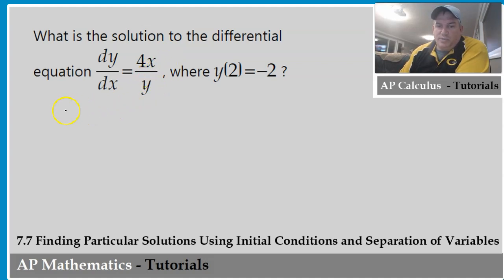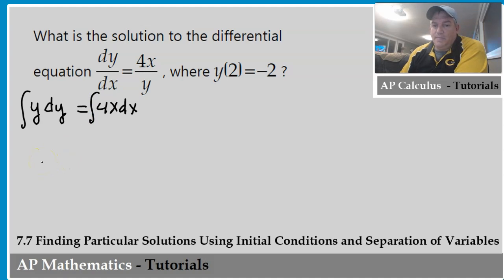So what we're going to do here is take our dy and bring it across and multiply it by y. And we're going to bring our dx across and multiply by our 4x. So we have 4x dx. Now we're going to integrate both sides. When you integrate the left-hand side, this time it's just 1/2 y squared. And on the right-hand side, we get 2x squared plus c.